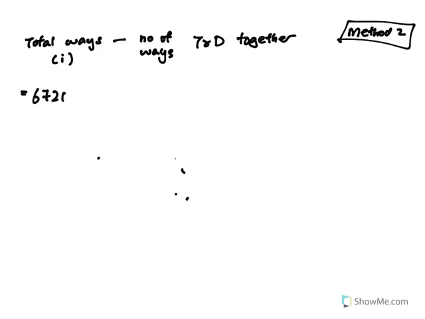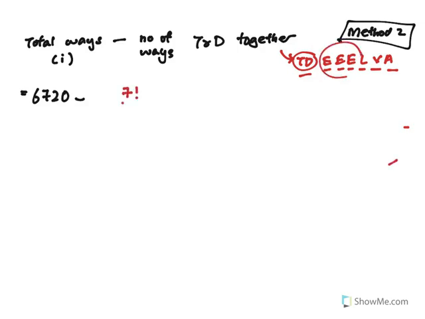The answer is 6720. And if I want T and D together, basically what I do is I consider T and D as 1 unit. Then you have 3 E's, we have L, V and A. So I'm looking at 7 units, arranging 7 units, out of which 3 are the same, so we divide by 3 factorial. And also you can have TD as well as DT, so there are 2 ways, so we need times 2.